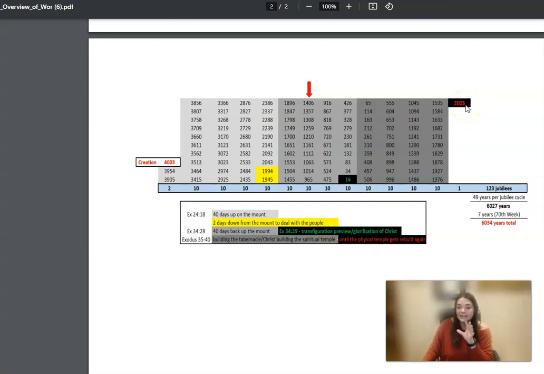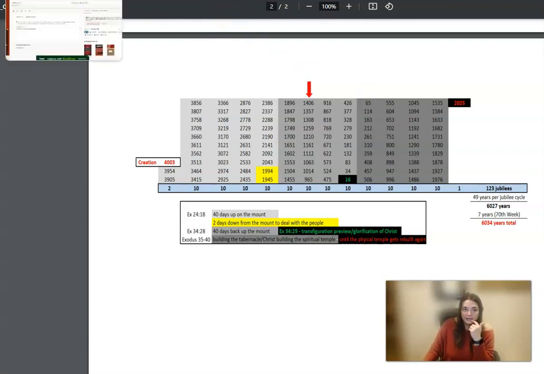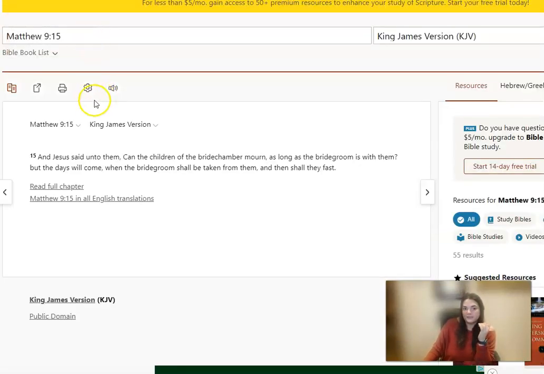And this is kind of what I wanted to talk about, because there's a reference in Matthew 9:15. Jesus said unto them, Can the children of the bride chamber mourn as long as the bridegroom is with them? But the days will come when the bridegroom shall be taken from them, and then they shall fast.